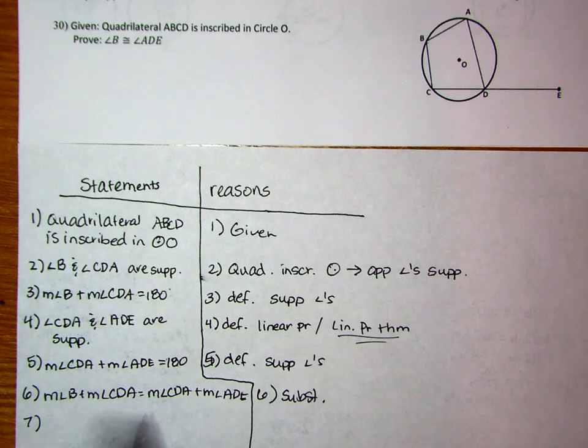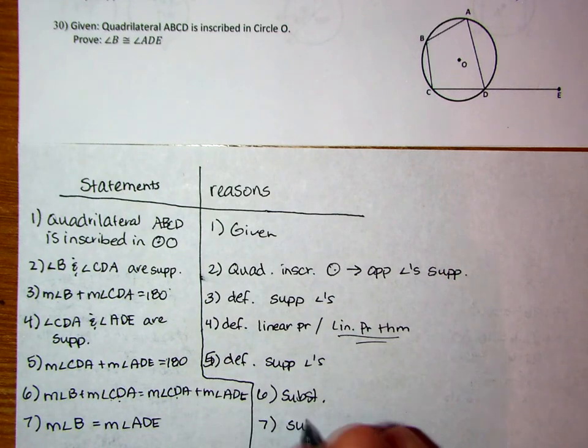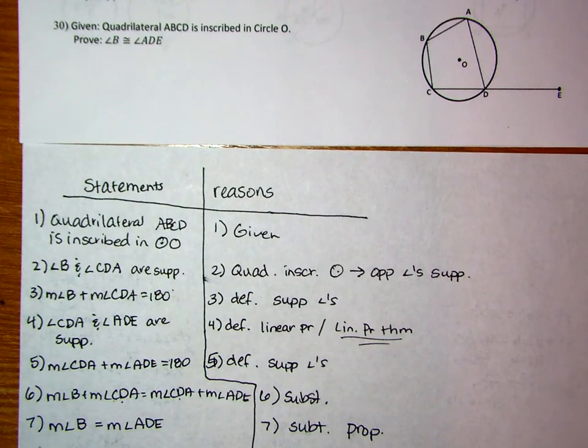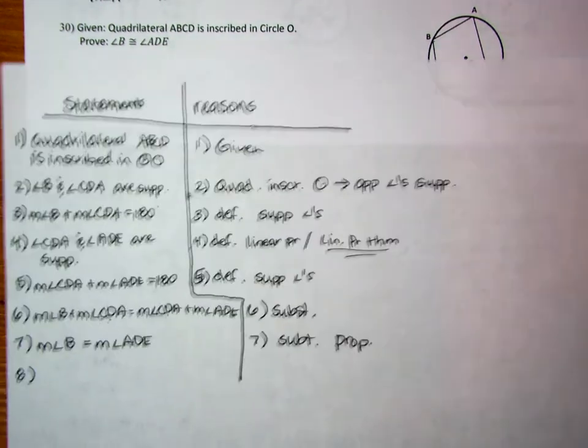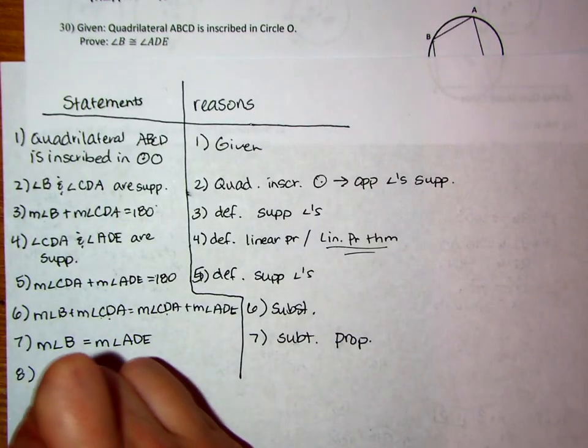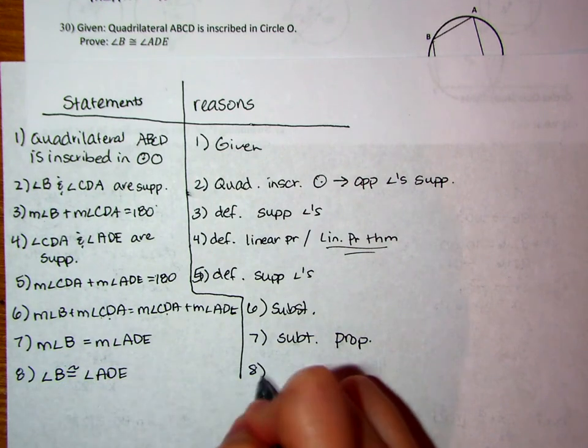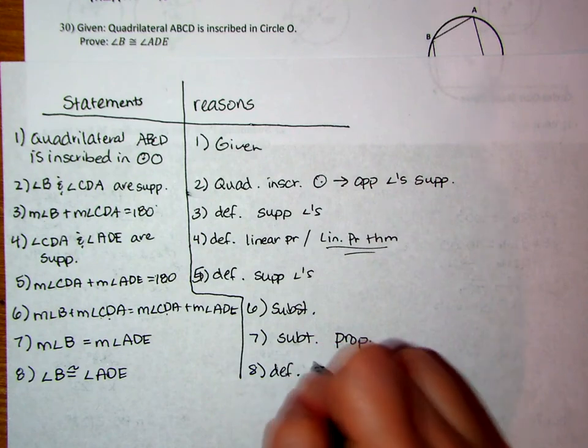Now what I notice on both sides is that they both have a CDA. So if I subtract CDA from both sides, they're going to go away. And what I'm left with is the measure of angle B is equal to the measure of angle ADE. And all I did was the subtraction property. Well, if the two angles are equal, that must mean that angle B is congruent to angle ADE. And the reason is the definition of congruent angles.